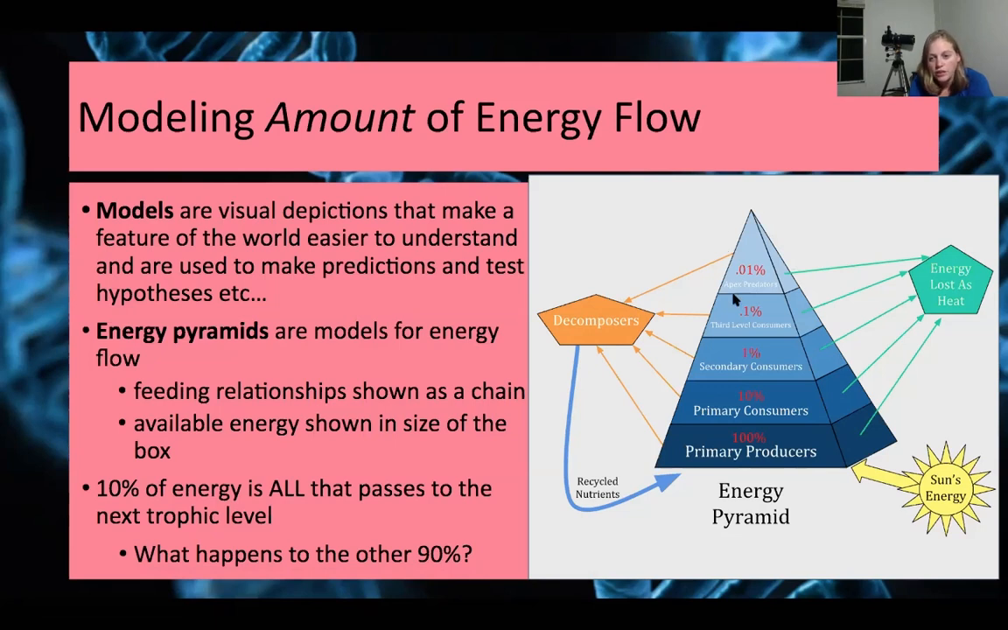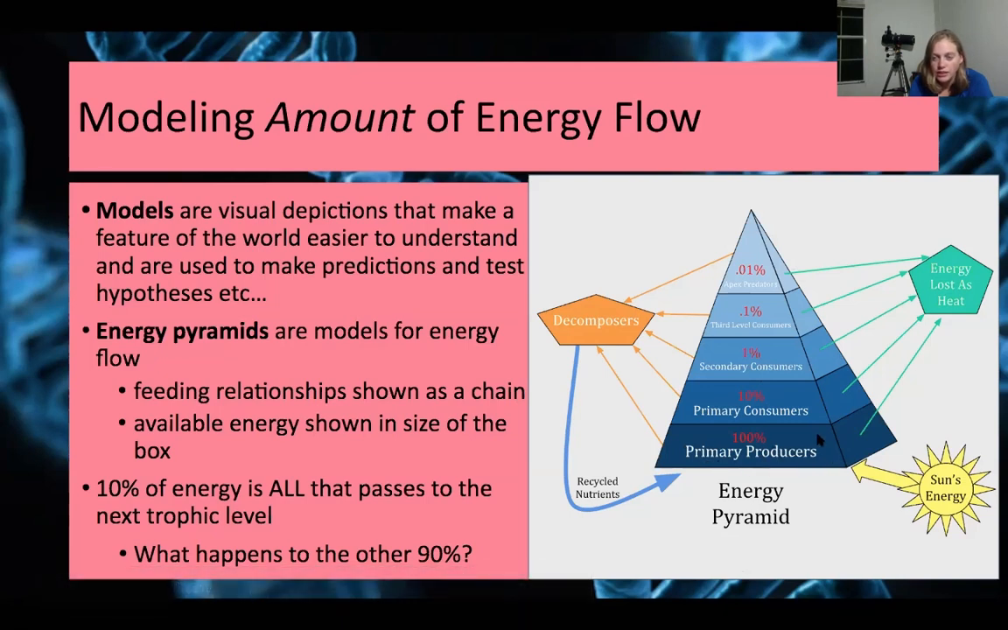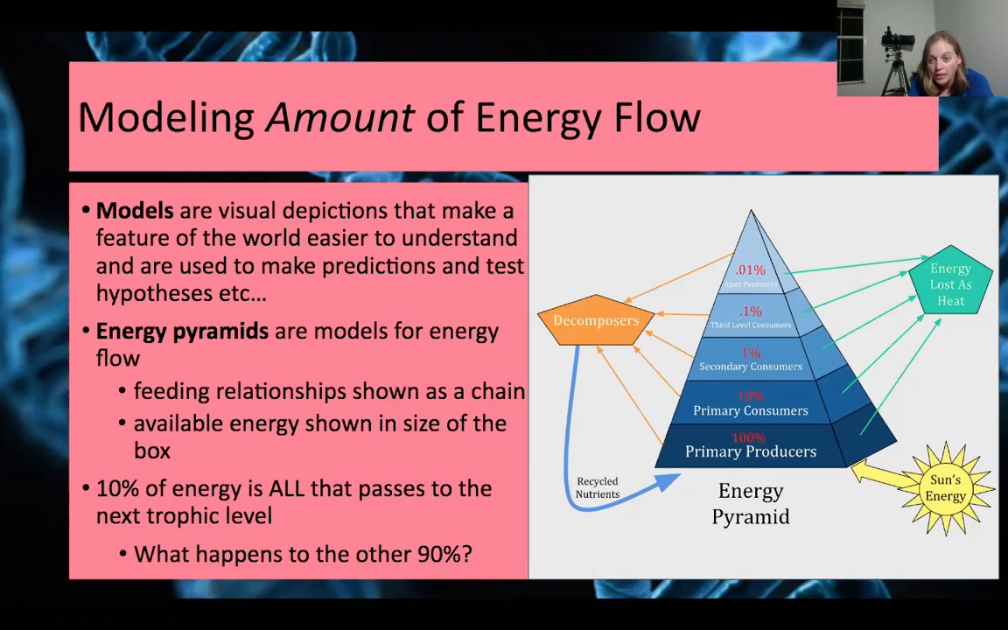So feeding relationships here are shown as a chain, and the size of the box again represents the amount of energy that's available. Now the rule is 10% of energy is all that's going to pass to the next trophic level. The other 90% is going to be used for your life processes, and usually generation of some heat there as well. So what does this mean?